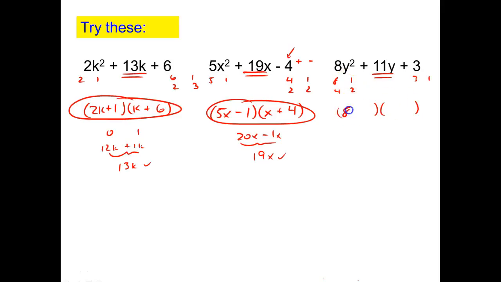I'm looking at 8 and 1 and 3 and 1, because I know 8 times 1 plus 3 times 1 will get me to 11. Outside gets me 8x, my inside gets me 3x, and those combine to give me 11x. So that is correct. Don't worry if you're guessing and checking a little bit and trying different combinations. When you're first learning how to do these, there's just going to be some of those cases.